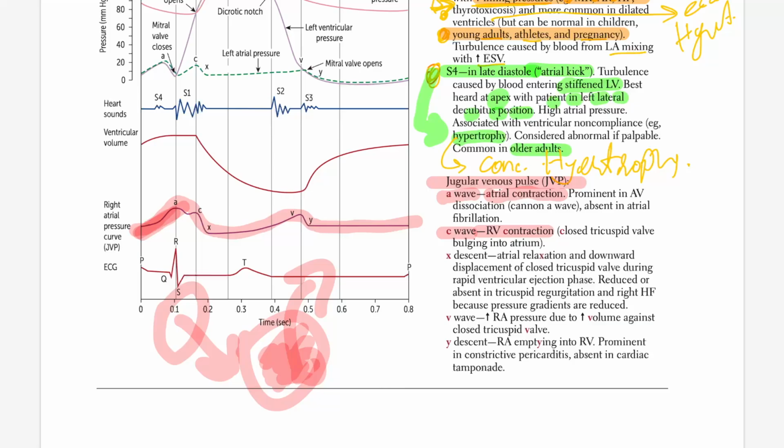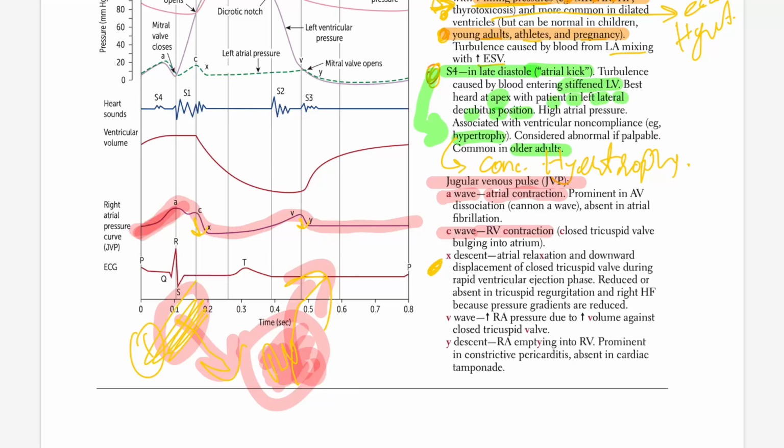Now the descents are always the things that are going down, where the graph is descending. It's a simple descent. There are only two descents: X descent and Y descent, right? So what is an X descent? First the atria contracted, the blood came into the right ventricle. The right ventricle contracted, the blood went into the pulmonary circulation. Now the cycle has to continue, so this has to relax. It contracted, now it has to relax.